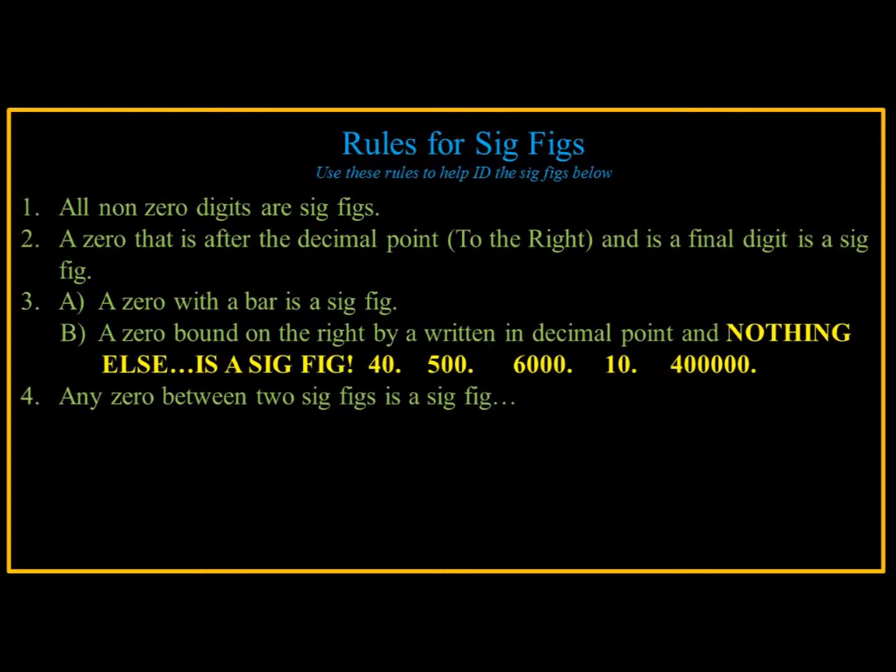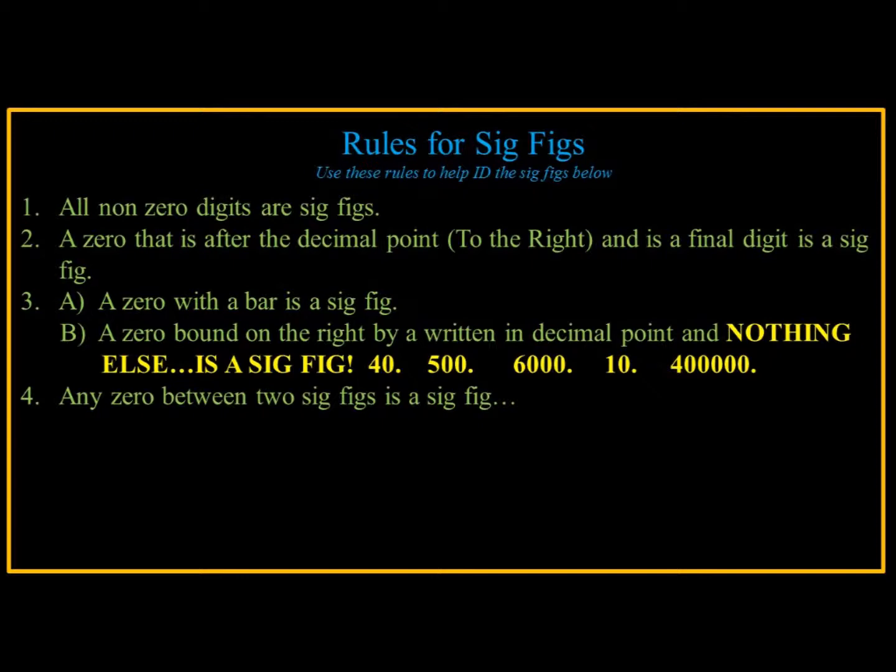Now, let's look at rule number 3. If I have 40 and then I have the point there, that 0 is significant according to rule 3b and the 4 is significant according to rule 1. In 500 point, the 0 right next to it is identified as a significant figure according to rule 3b, and the 5 is a significant figure according to rule 1. The 0 in the middle, to the right of the 5, is significant because of rule 4. Any 0 between 2 sig figs is a sig fig.